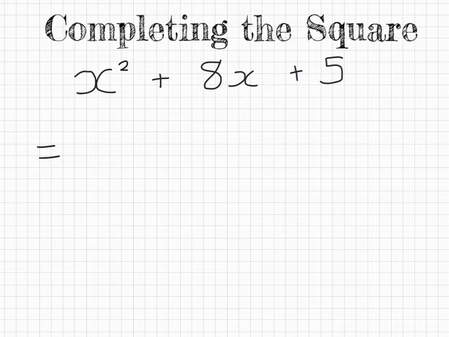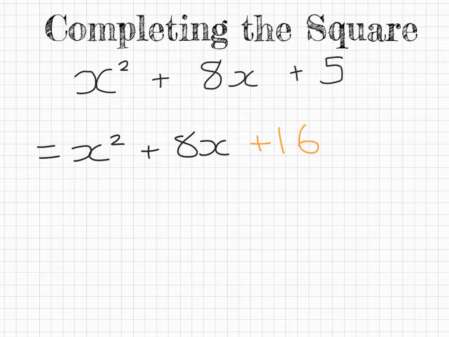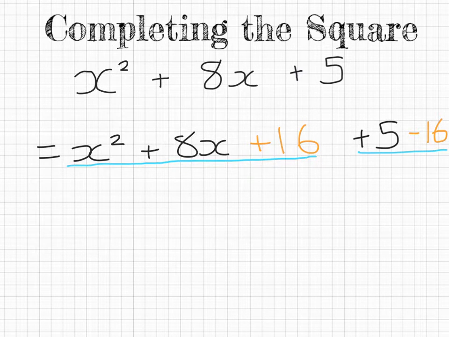So we get x squared plus 8x. And this is where we want to add 16 so that we have a perfect square and we still have a plus 5. Now, if we add 16 to an equation, that would make it just unbalanced. We can't just randomly add 16. So we need to take 16 at the end there. And what we get is a perfect square and this extra bit at the end.